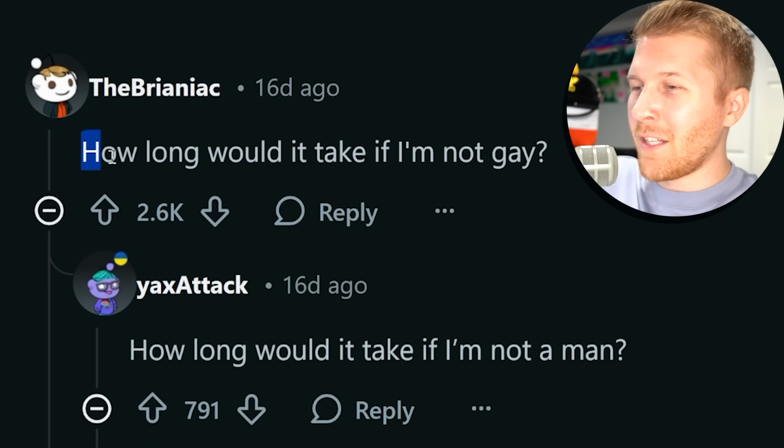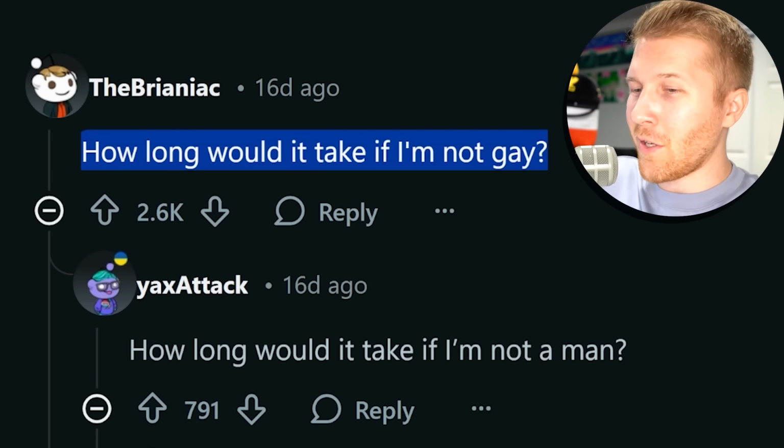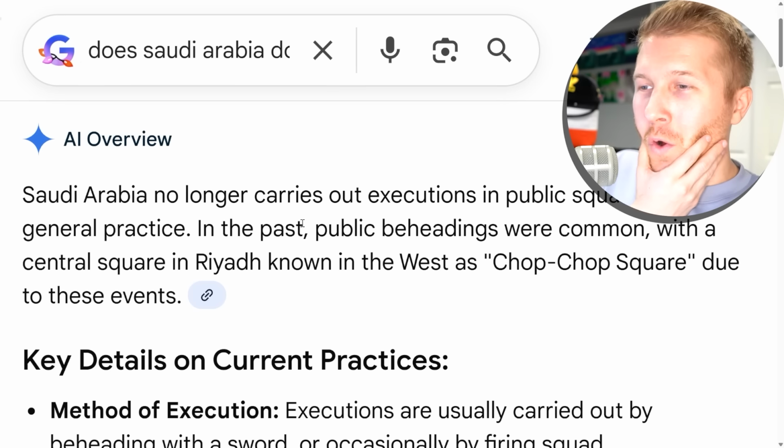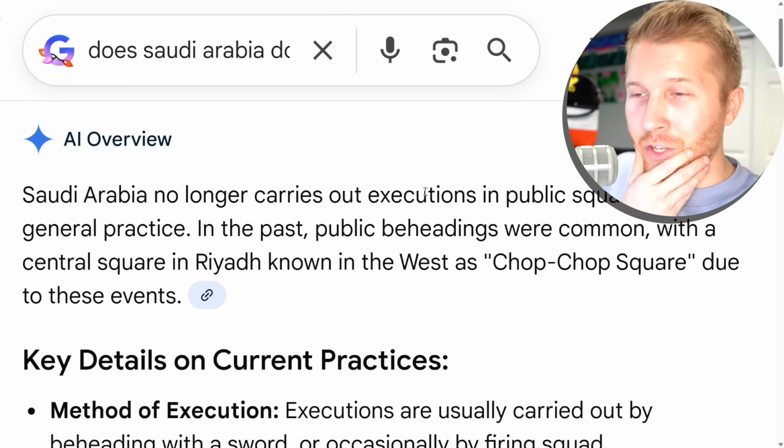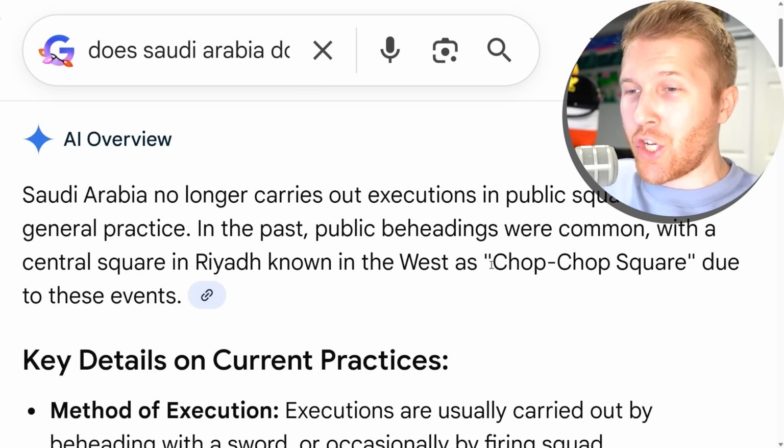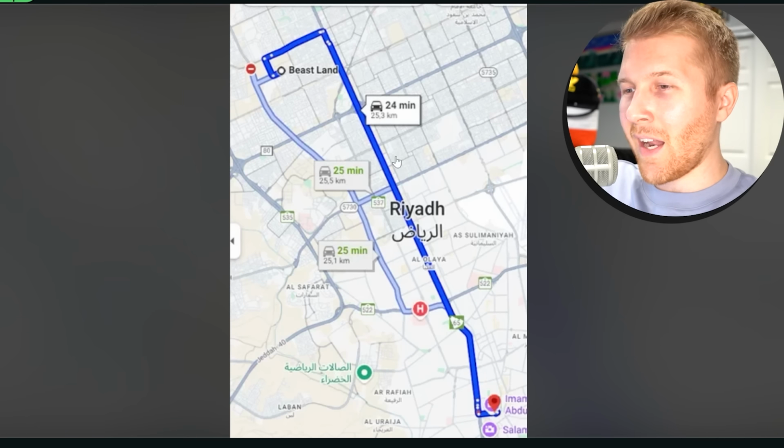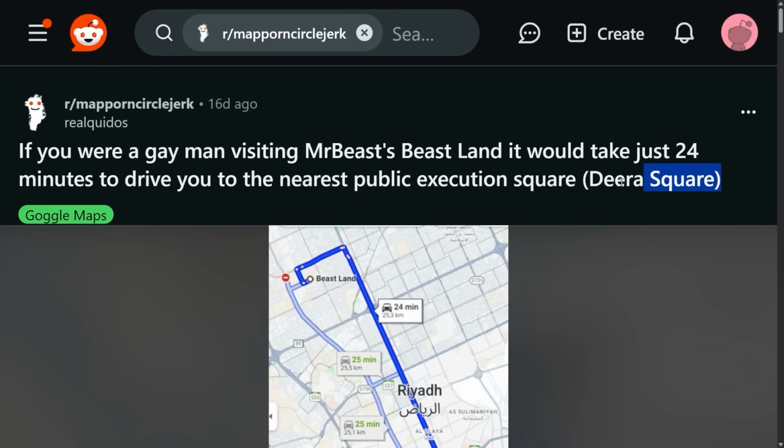Now, remember, you don't even need to be gay to go into public execution. There's lots of things you could do wrong in Saudi Arabia to be publicly executed. Apparently, they no longer carry out public executions in what is known as Chop Chop Square, but the executions will continue. If only they had high-speed rail, though, am I right?